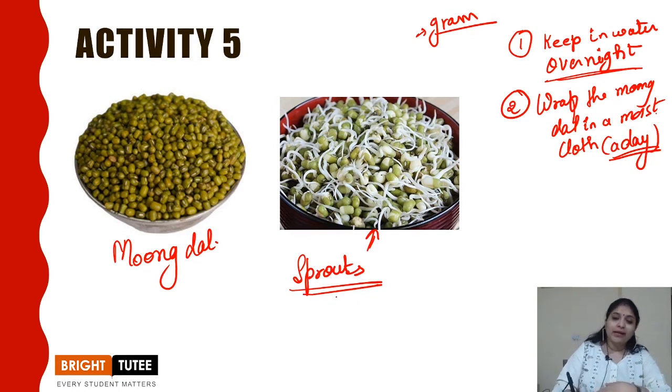These sprouts are very healthy and you can eat them either by boiling and adding spices to them, or you can eat them raw by adding, say, tomato and onions, some salt and other spices. So the sprouts are formed in the case of gram and moong dal, and different other pulses also. You can see there are different pulses where you might find the sprouting taking place, right?